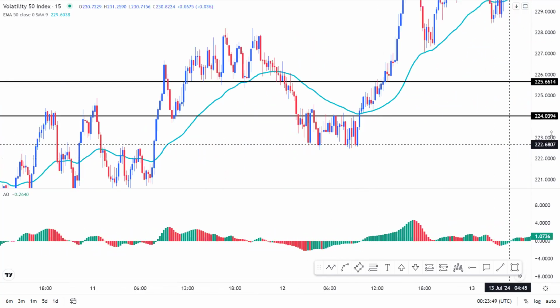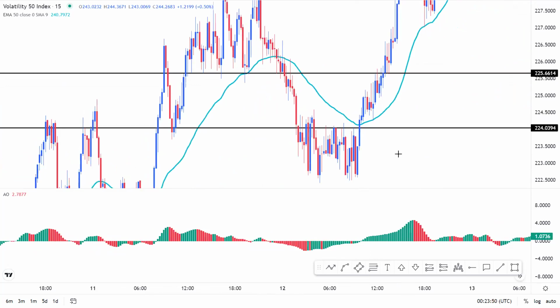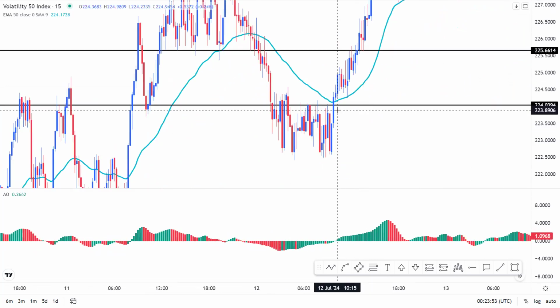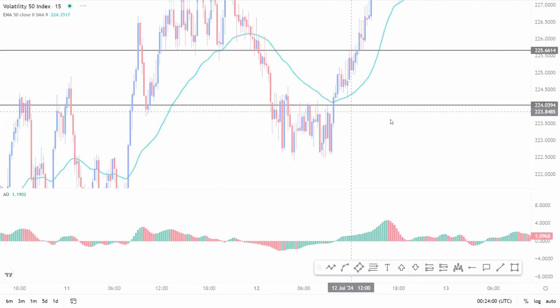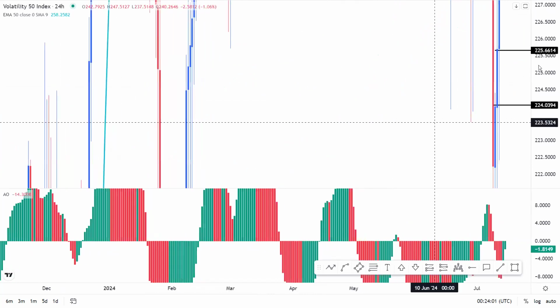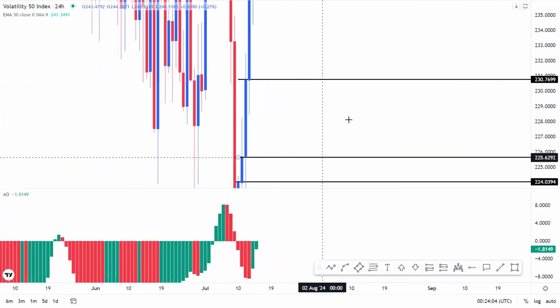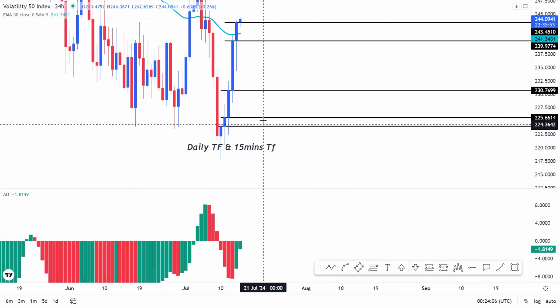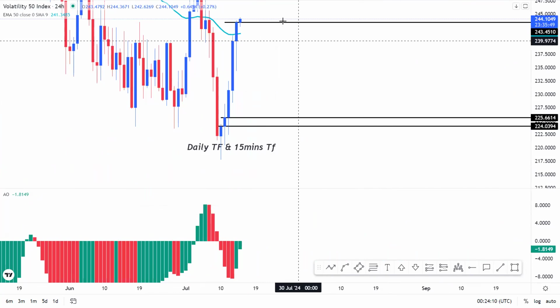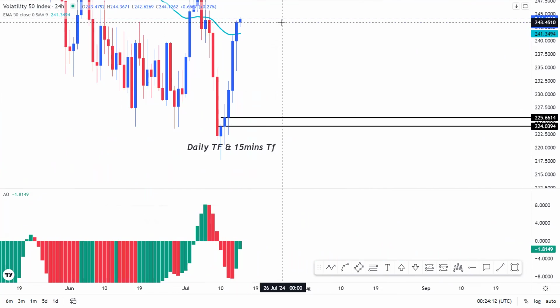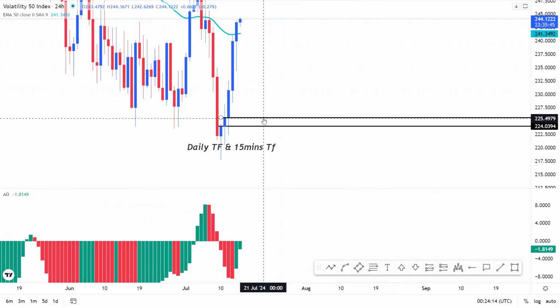I think we have ourselves the first level right here. Okay, just to make this much easier, let's take it one at a time, one after the other, just so it doesn't get confusing by the time we go down to the 15 minutes time frame.